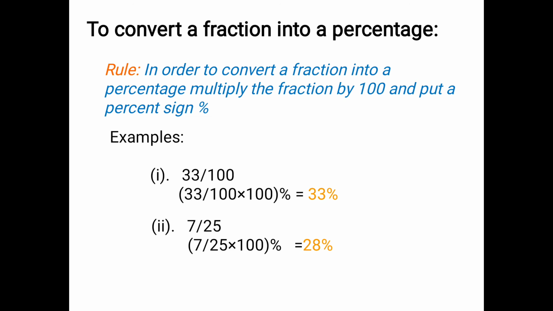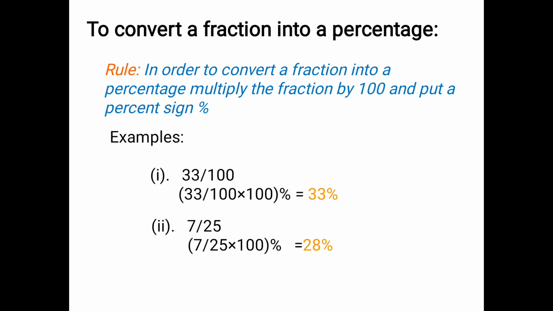Let us see 2 examples. First, 33 by 100. We know that 33 by 100 is a fraction, and we have to convert it into a percentage. The rule is to multiply the fraction by 100. So 33 by 100 into 100, as I told in the rule. The 100 and 100 will be cancelled, leaving only 33 percent.